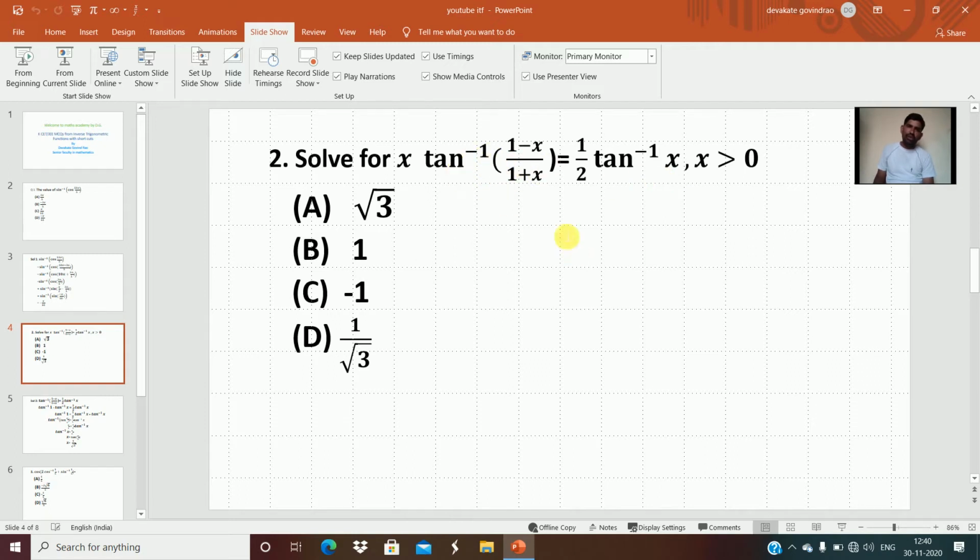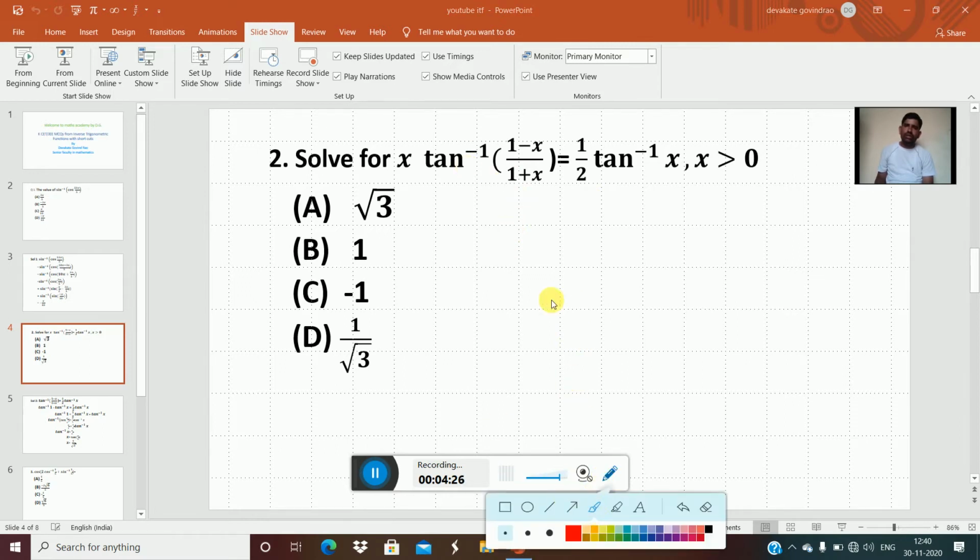Okay, but remember, we know one formula: tan inverse of x minus y by, yes, what is the formula? I'm writing the formula: tan inverse of x minus y by 1 plus xy.